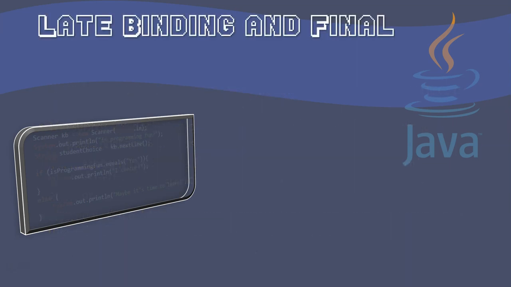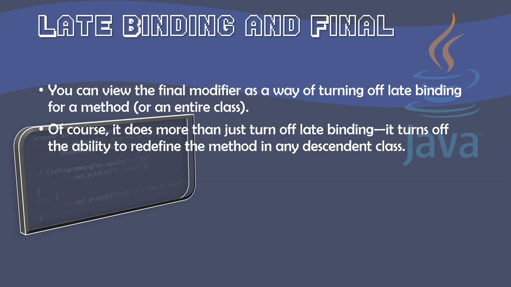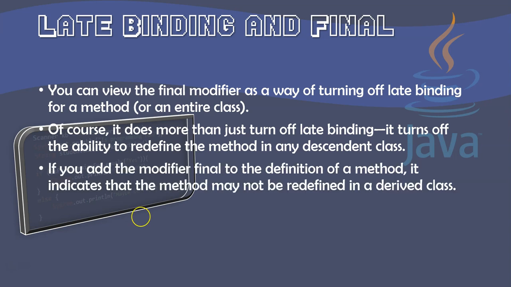Now, that gets us back to, of course, what we just mentioned, binding. Here comes late binding. So, if we want to view the final modifier as a way of turning off late binding, whether that's for a method or an entire class, it does a little bit more than shutting off late binding. It actually turns off the ability to redefine the method in any descendant class because it's final. It's the last version. If you add the modifier final to the definition of a method, it indicates that the method may not be redefined within a derived class, as we've already talked about.